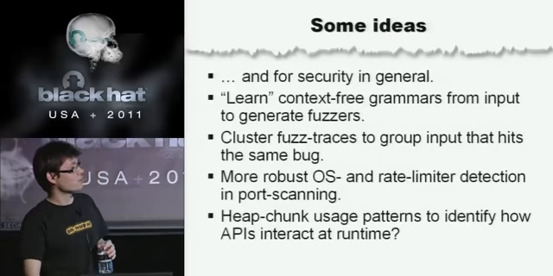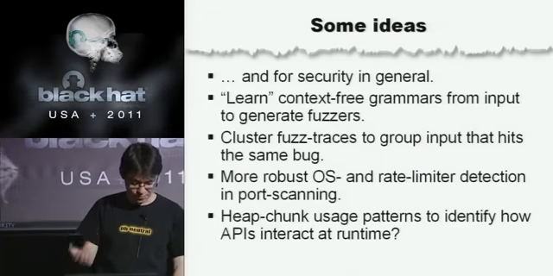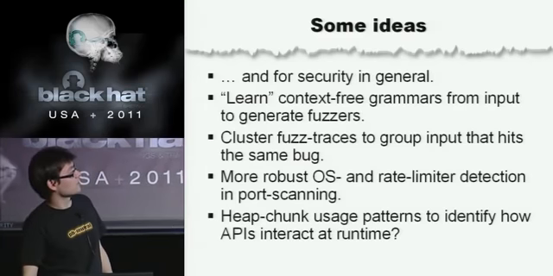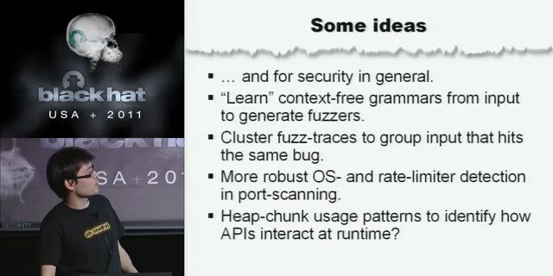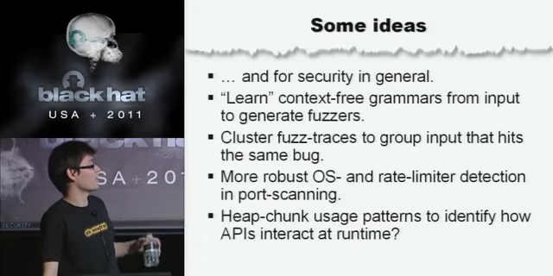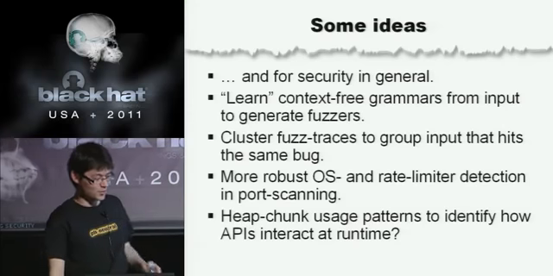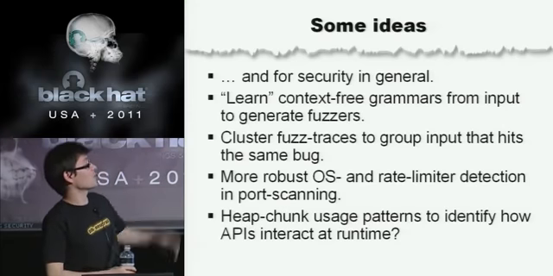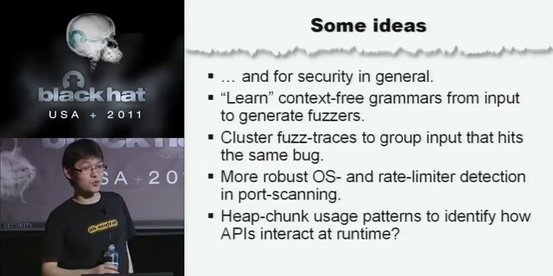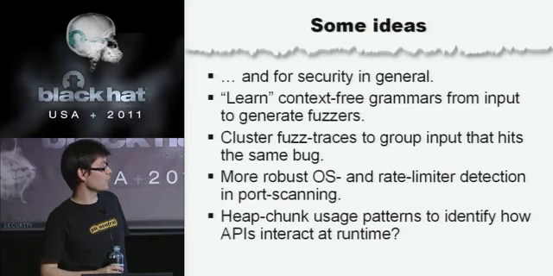But there's a more general aspect to this work. I think it may make sense to use these kinds of algorithms for machine learning. There's a lot of potential in using machine learning in security that way, because there are so many patterns. These are just some ideas. For example, you could learn context-free grammars from input to generate fuzzers. Or you could cluster fuzz traces to group input that hits the same bug.